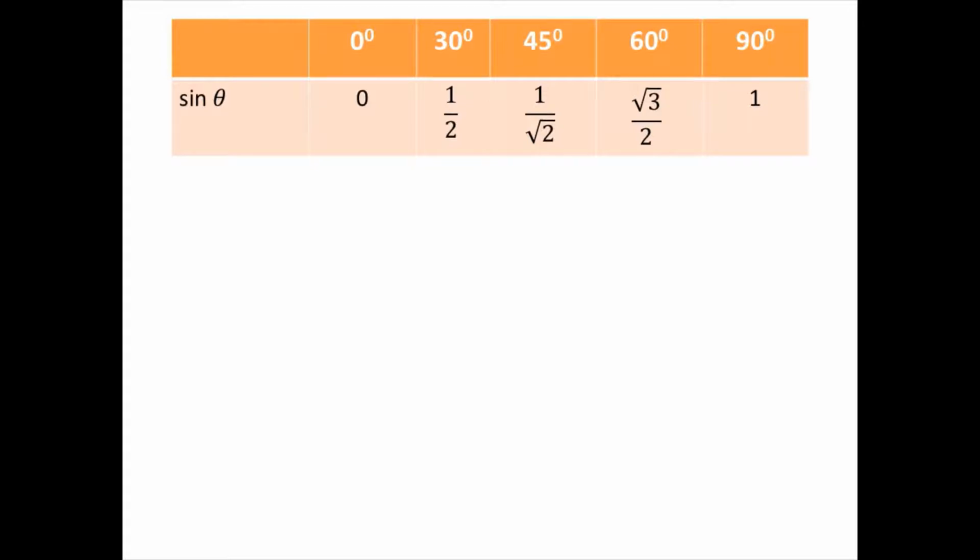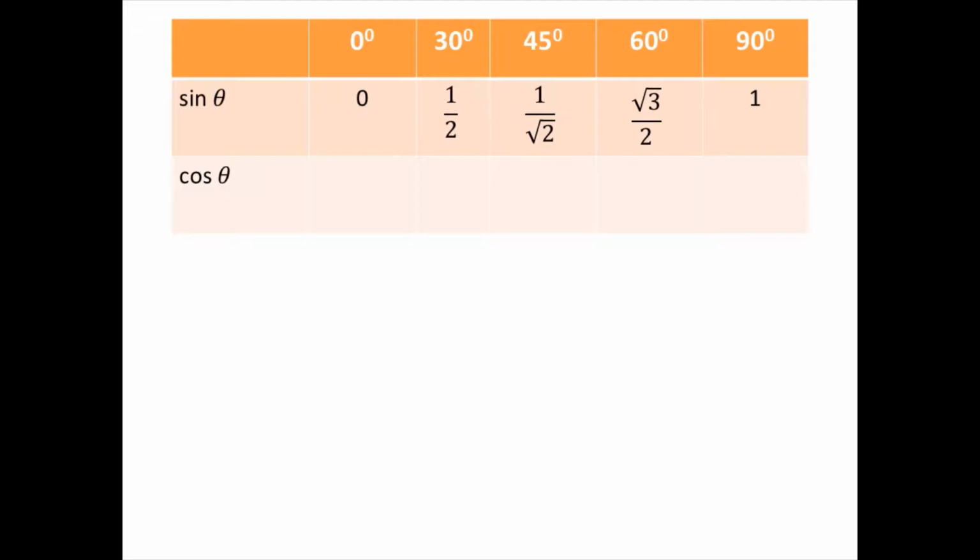So sine value starts with 0 and ends with 1. In between there are only three values: 1 by 2, 1 by root 2 and root 3 by 2. You have to remember only these three values. Okay. So if you remember the sine values, then on the basis of these sine values we can easily write the complete table values. Okay, so next we will go for the next ratio, that is after sine it always comes cos theta.